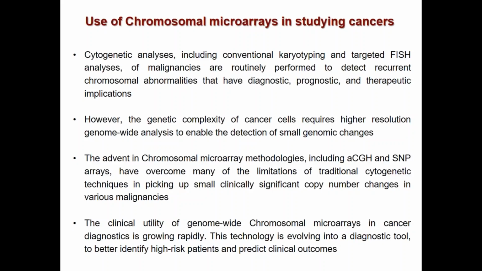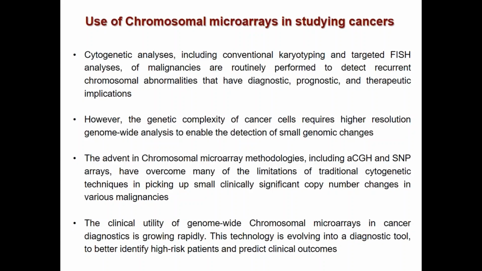Normally in cancer, from the cytogenetic point of view, we do karyotyping of cancer cells, for example in liquid tumors, leukemias, lymphomas, and solid tumors, and we do targeted FISH. We want to look for certain abnormalities that have clinical significance, either diagnostic, prognostic, or therapeutic, and there are many examples of this. Each one of those technologies, karyotyping and FISH, has its limitations.